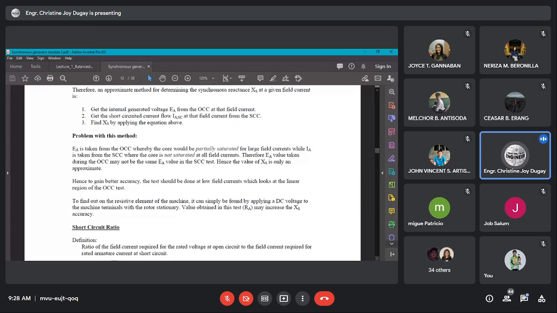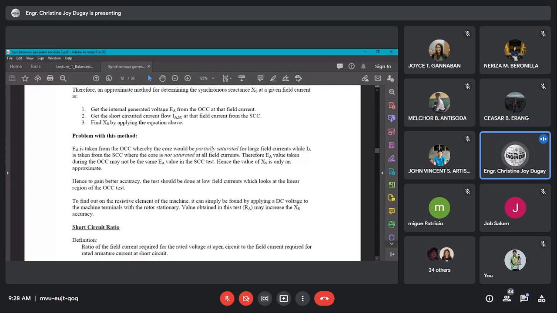For the large field currents, while IA is taken from the SCC where the core is not saturated at the field currents, no? Therefore, the EA value taken during the OCC may not be the same EA value. Tama, no? Kasi ang nangyari kanina, saturated yung current natin sa large field currents. And then yung sa SCC naman natin nabanggit din dyan na hindi siya saturated. That's why it's linear, no? So, ang EA natin will not be the same. So, the value of SCC, hence the value of XS, is only an approximate value.